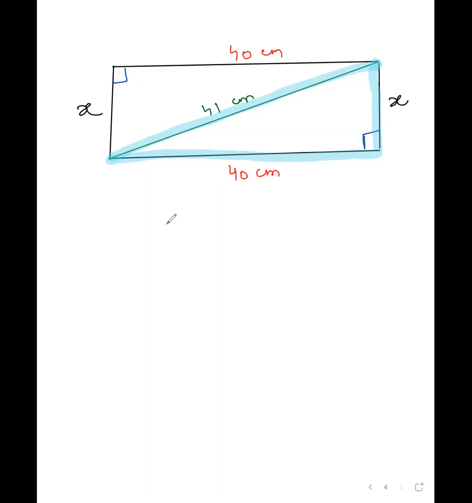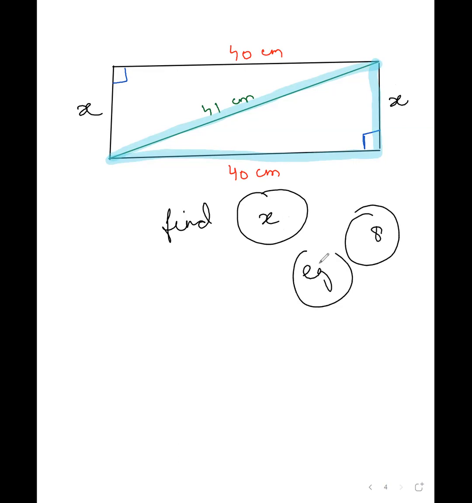So find x. This is your homework because our class time is over. Once you have found x, then you have to find the perimeter. You know how to find the perimeter, right? Okay. And similarly, you can apply the same concept in the 8th question also. So that's your homework.